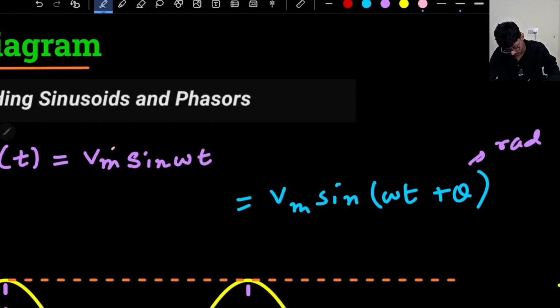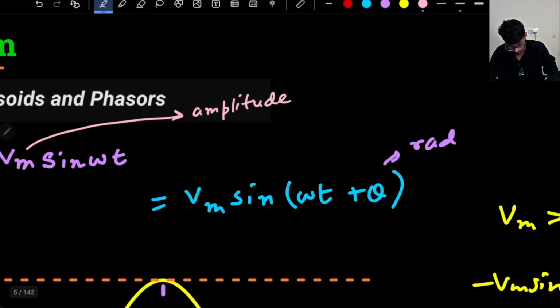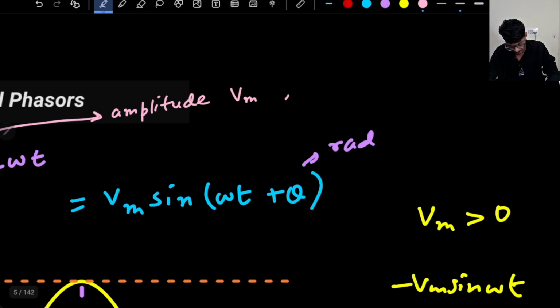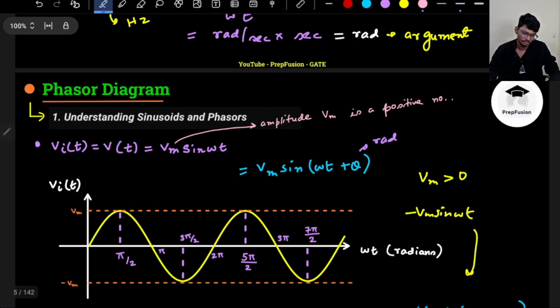That amplitude Vm is a positive number. Okay, so that is the case here.